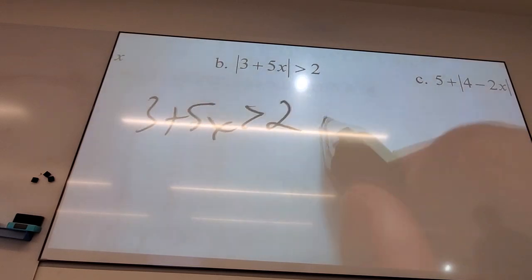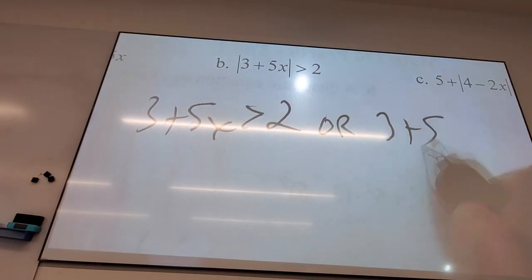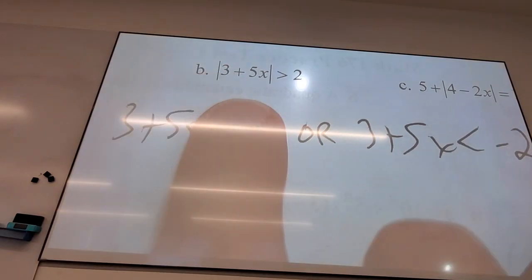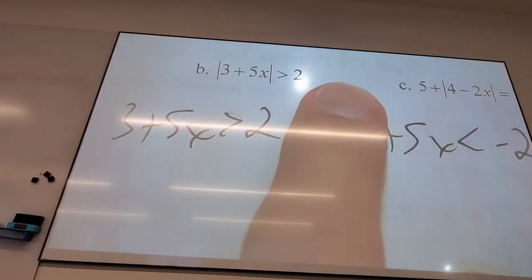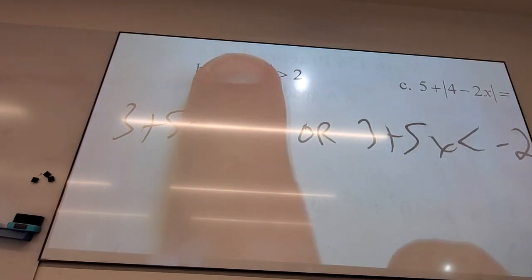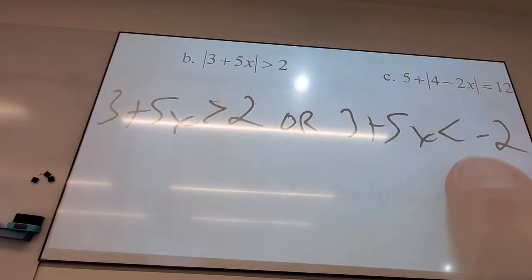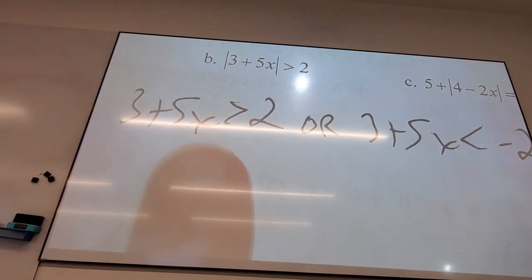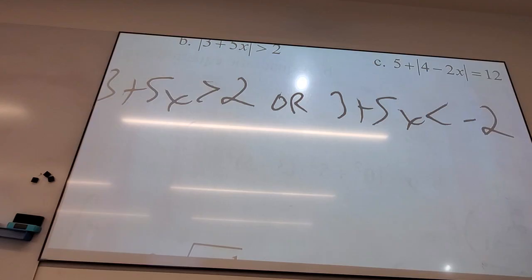Or 3 plus 5x less than negative 2. If I make it negative 3, isn't the absolute value of negative 3 bigger than 2? So one case is exactly the same. The other case is change the sign, change the sign. And then you just solve each of those. Yes?